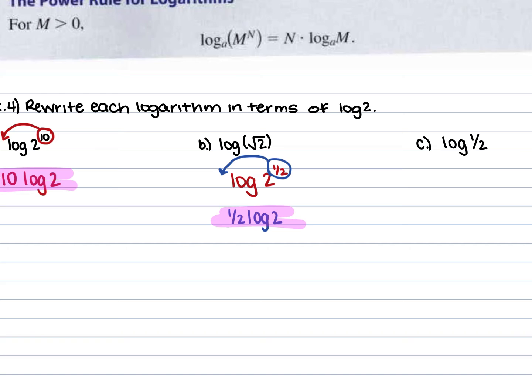For example C, we have log 1/2. So this 1/2 is representing the same thing as 2 to the negative first power. So because that power is there, we're going to bring it to the front, and we have -1 times log 2, which is the same exact thing as just the opposite of log 2.